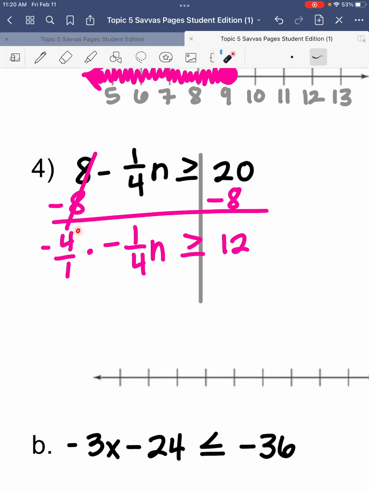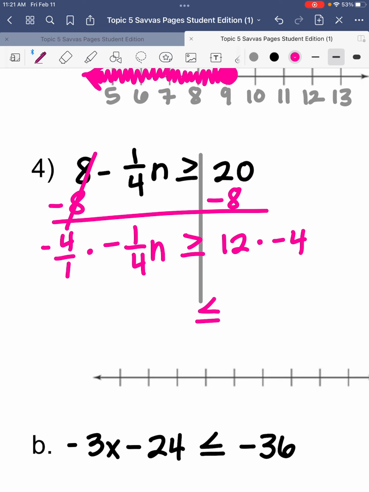Now let's talk about that. Negative 4 over 1, isn't that just negative 4? Yeah, so I'm going to just write negative 4 over here. It's the same thing. Now keep in mind, I am multiplying by negative 4. So what does that mean for my symbol? It means it flips. So it becomes less than or equal to.